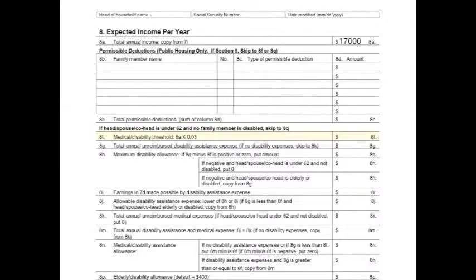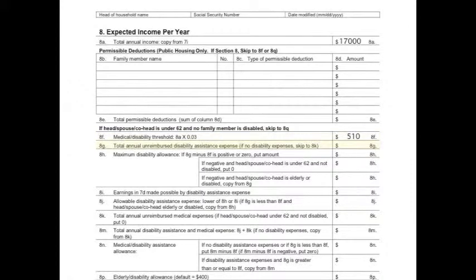The form tells us to multiply 8A times 0.03. So go ahead and take 17,000 times 0.03. On line 8F, you should have an answer of $510. What we just did is calculate 3% of the family's total annual income. Because remember what we learned: for medical expenses, we're only going to allow any unreimbursed medical expenses that exceed 3% of the total annual income.